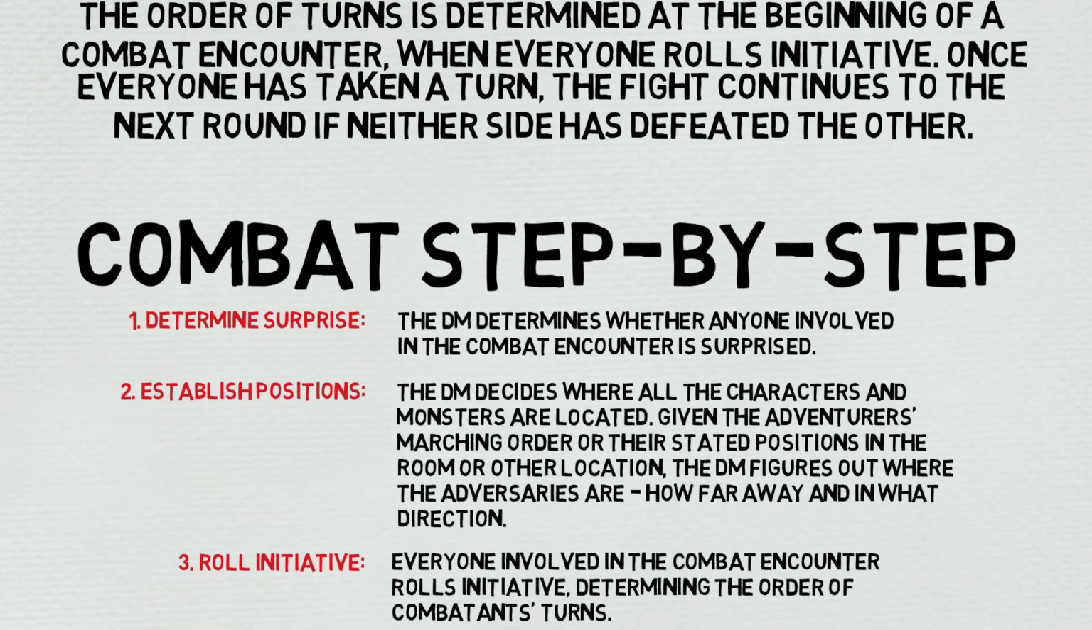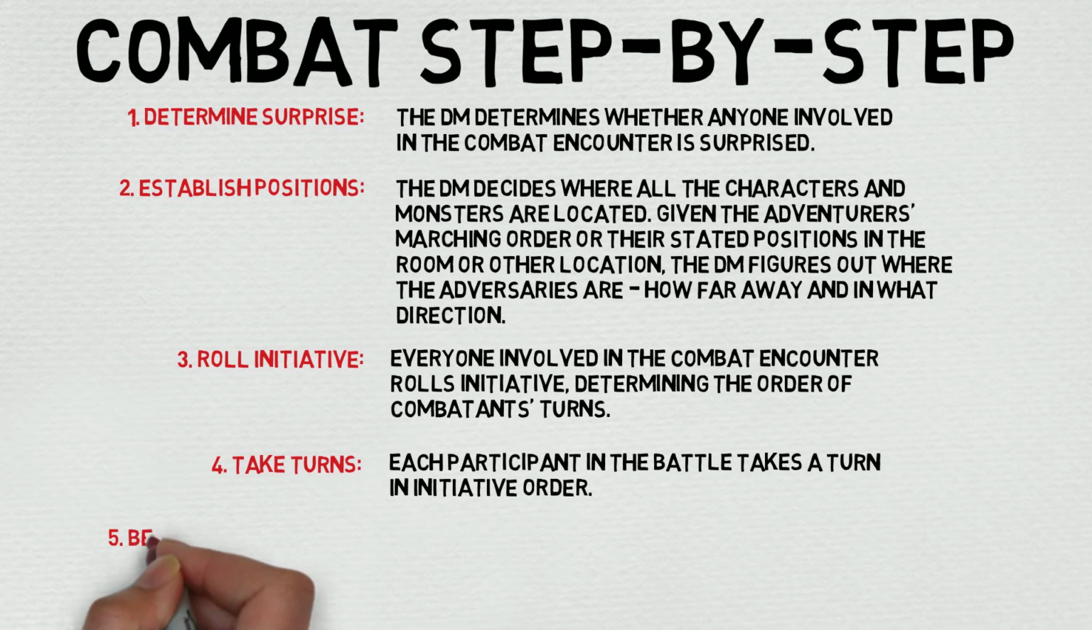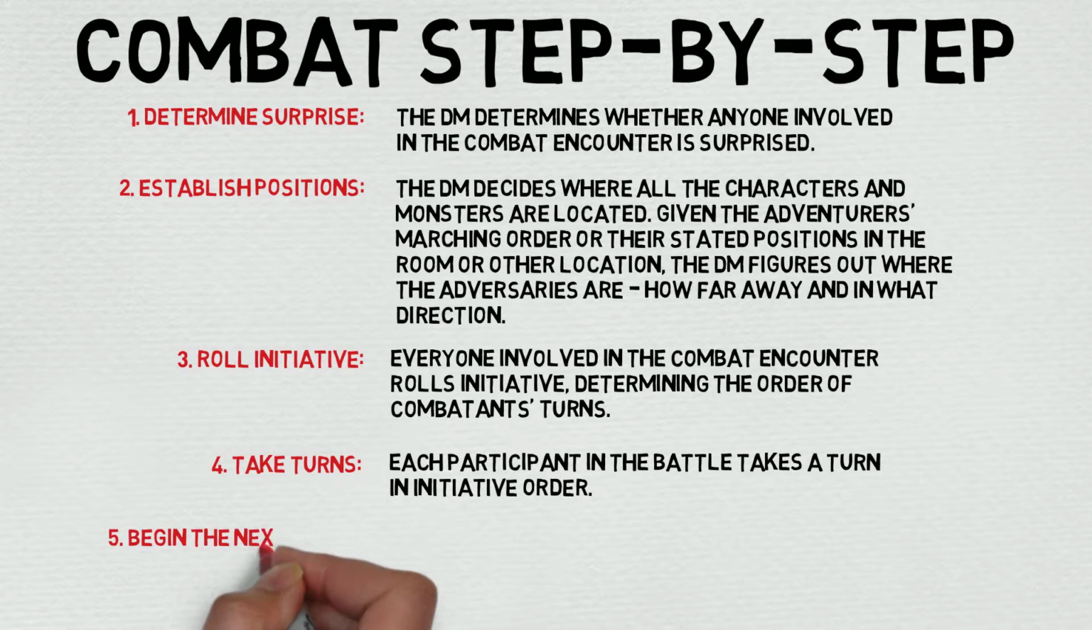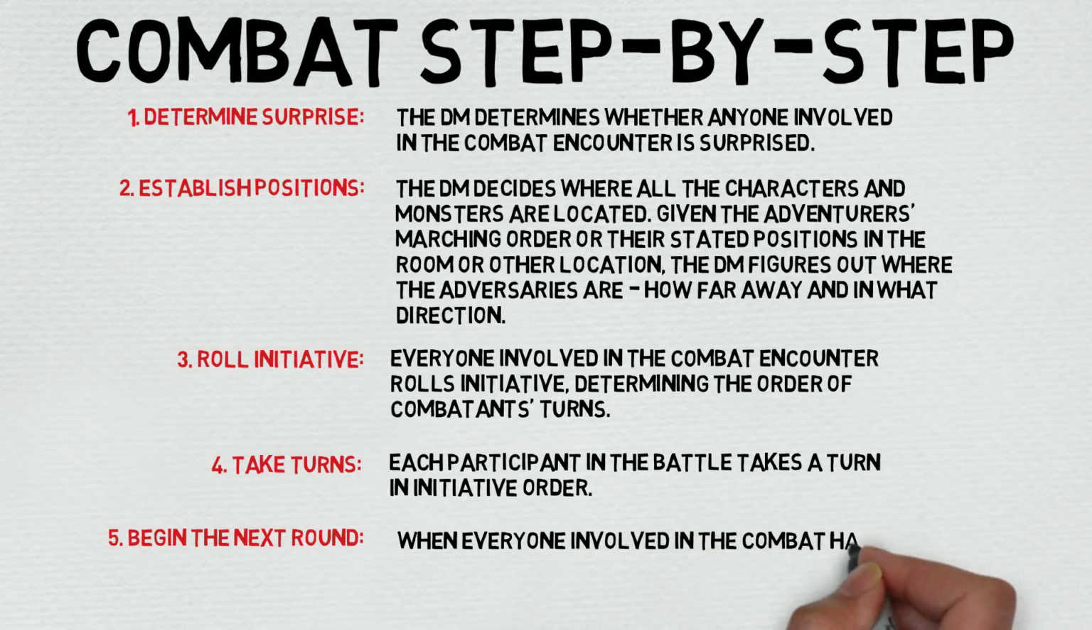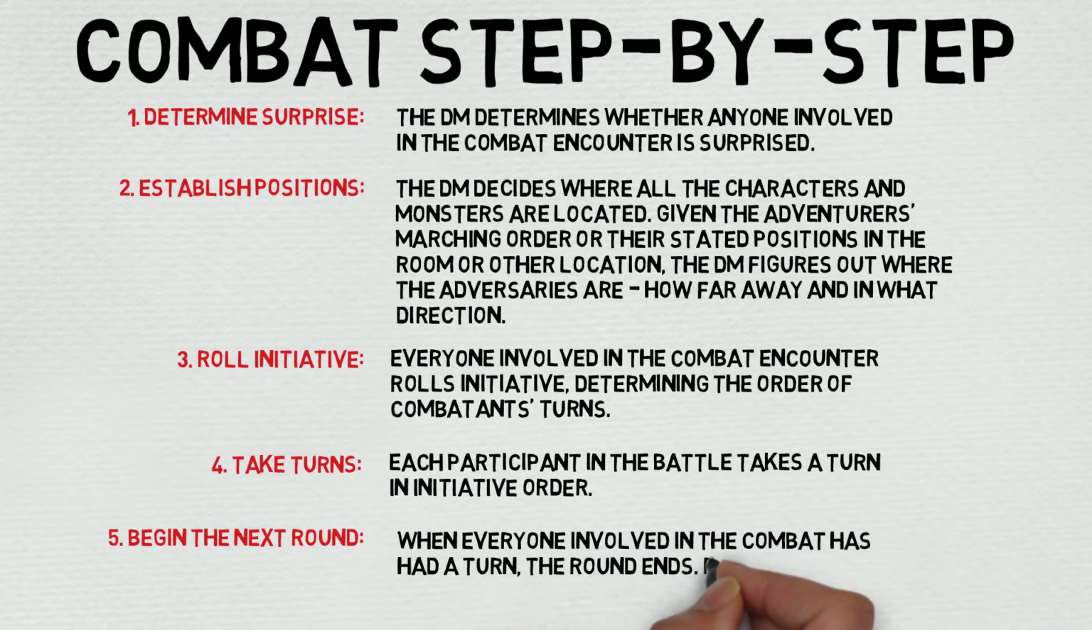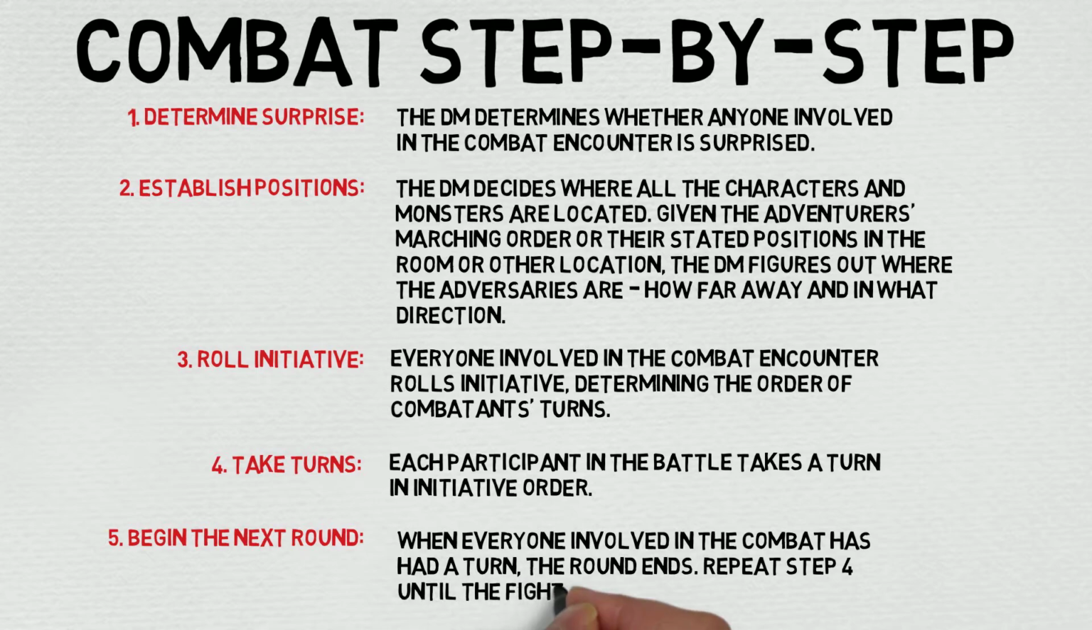Let's take a look at the step-by-step breakdown as to how combat operates in 5e. So, step 1 is you have to determine surprise. This is something that the DM does, it's not something the players have to worry about, and we do have a later video on surprise in general. The DM determines whether anyone involved in the combat encounter is surprised. It's a really cool mechanic, I really like it. A lot of people misuse it, so I really urge you to check out the video.